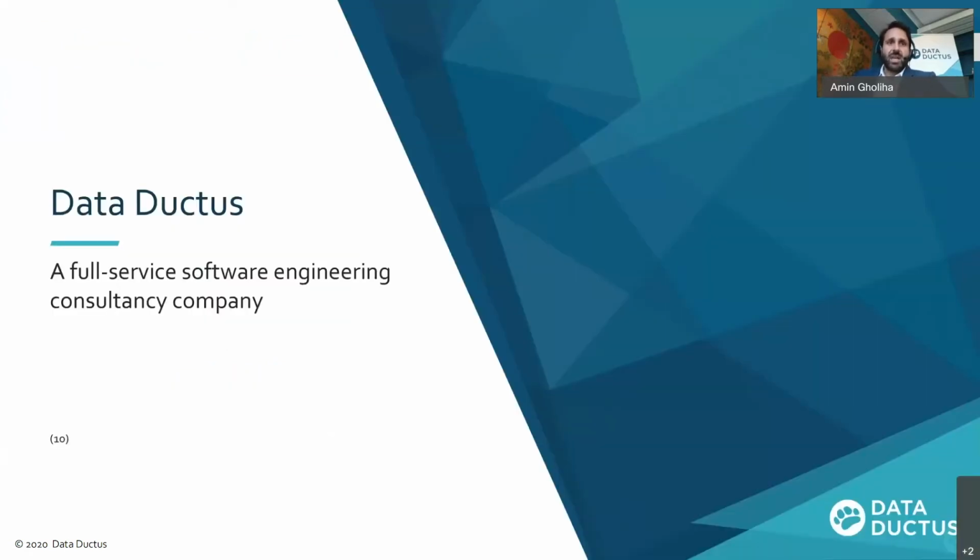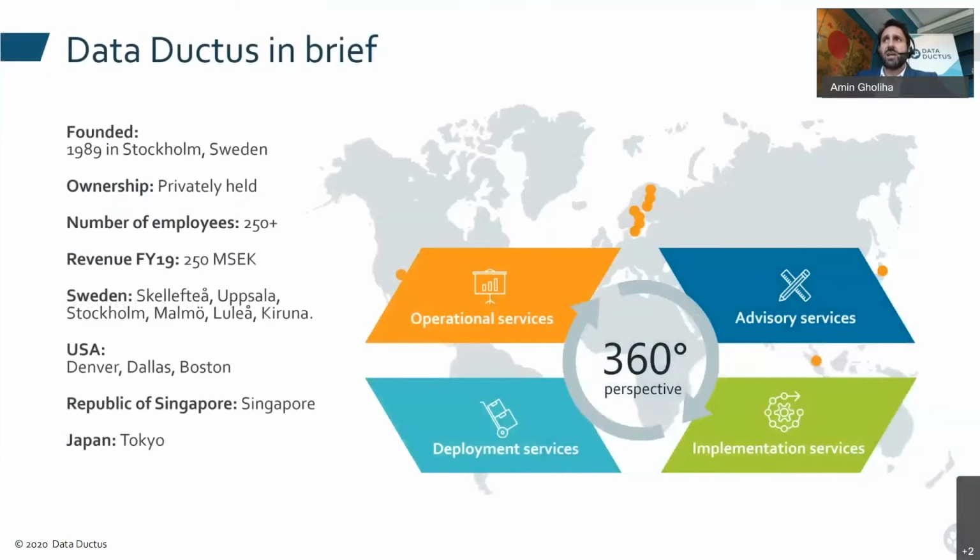So a little bit about Data Ductus. Data Ductus is a full-service software engineering consultancy company. Our strength is IT, but we know a lot about the regulatory parts and the pharma industry as well. The company was founded in 1989 in Stockholm, Sweden. It's privately held, and we are 250 employees. Our employees are in Skellefteå, Uppsala, Stockholm, Malmö, Luleå, Kiruna, and in the United States we are in Denver, Dallas, and Boston. We are in Singapore and Tokyo as well.